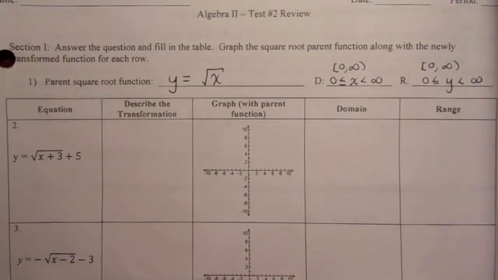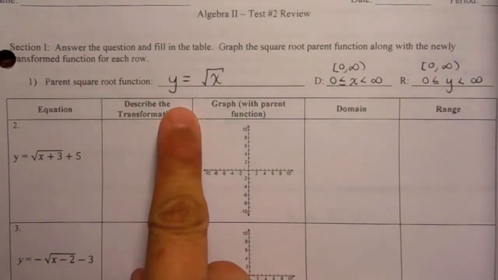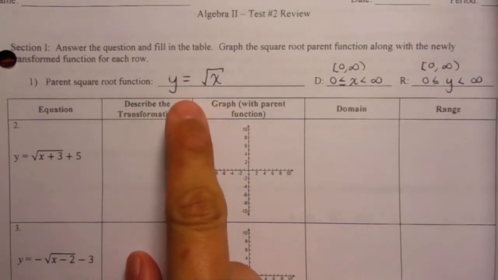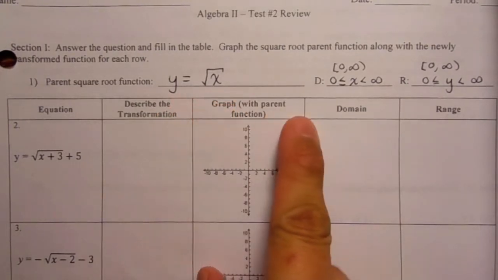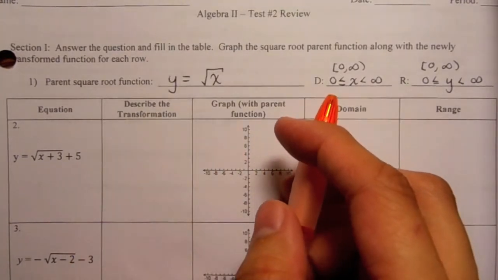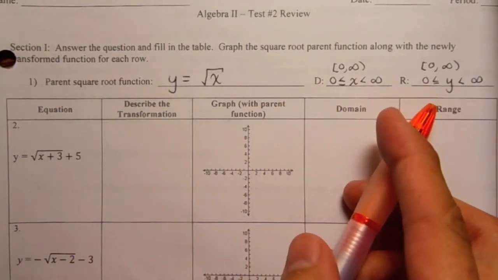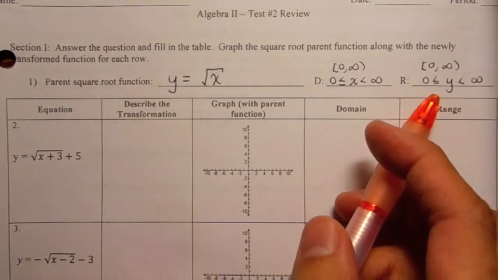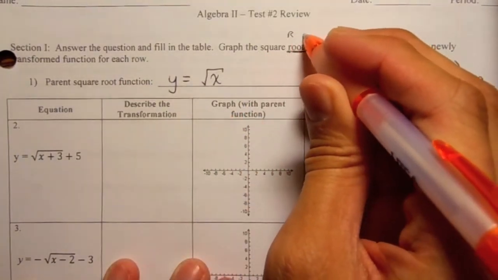In this unit, we're using the square root function. And this is the equation for the parent square root function. Y equals the square root of x. And we know the domain is all real numbers greater than or equal to 0. And same thing with the range: all real numbers greater than or equal to 0. Square root, it looks like an R.